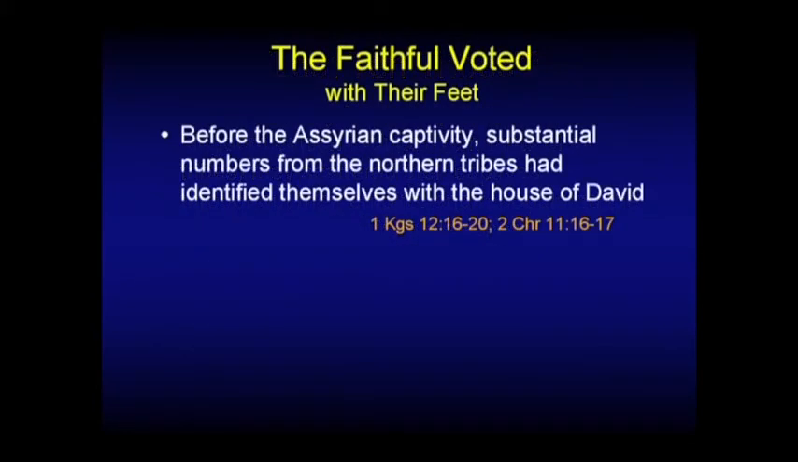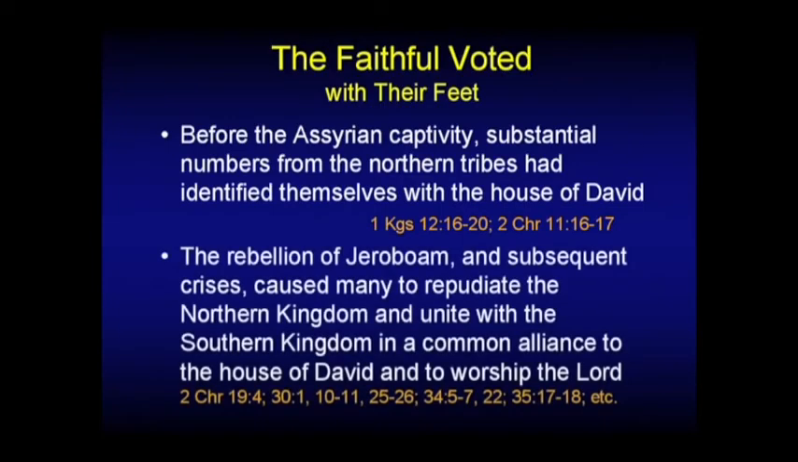See, the faithful voted with their feet before the Assyrian captivity, long before that. Substantial numbers of the northern tribes identified themselves with the house of David. They moved down south. When Jeroboam rebelled, it caused many to repudiate the northern kingdom and unite with the southern kingdom in a common alliance. That's what we just read about with the Levites, but it goes all the way through. You can find it in Second Chronicles 19, 30, 34, and on and on and on.